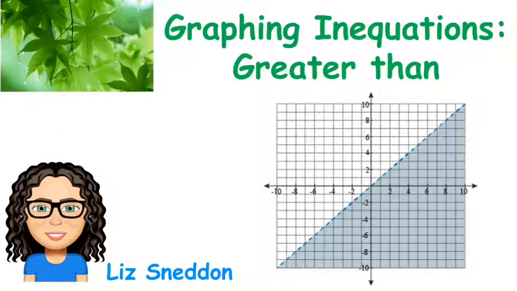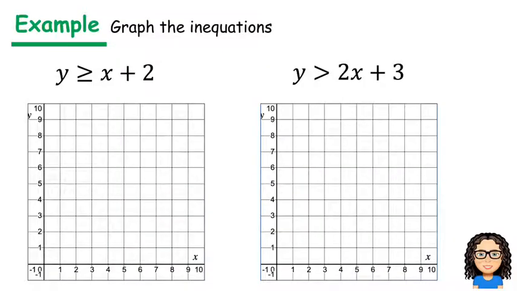Let's have a look at graphing inequations and looking at greater than signs. So here are two examples. First step is to think about whether we're going to be drawing them as a solid line or a dashed line. So the first one includes the equals, so that means we're going to draw that one as a solid line. Whereas the second one there doesn't have the equal sign, so we're going to draw that as a dashed line.